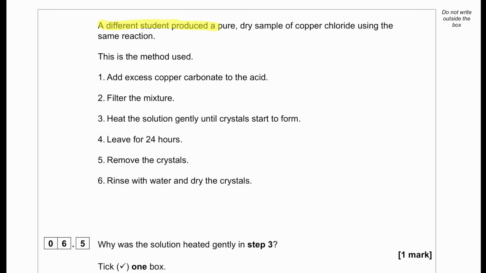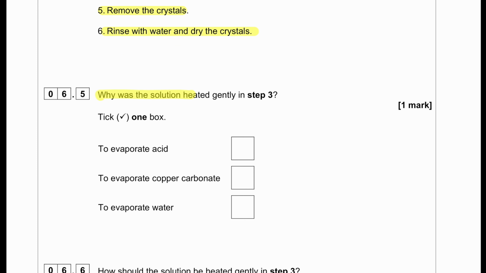A different student produced pure dry crystals of copper chloride using the same reaction. This is the method used. Add an excess of copper carbonate to the acid, filter the mixture, heat the solution gently until crystals start to form. Leave it for 24 hours, remove the crystals, rinse with water and dry the crystals. Why was the solution gently heated in step 3?